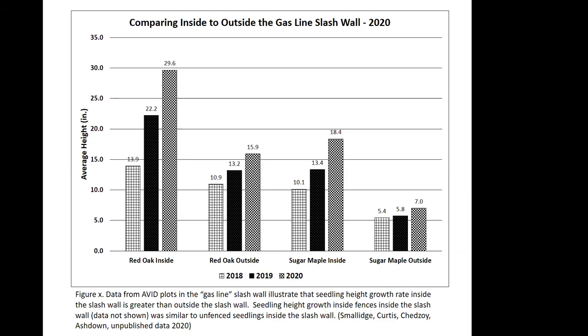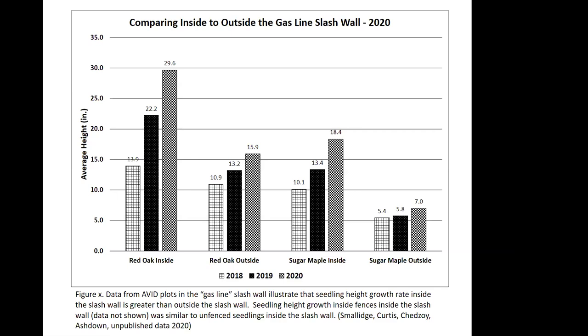The final point is that outside the slash wall, sugar maple has almost not grown. We have an inch and a half of growth. This is in well-lit conditions. You can see that in well-lit conditions inside the slash wall, in 3 years, we had 8 inches of height growth. And you can do better than that on some of these stems. So the moral of this story is that slash walls exclude deer.